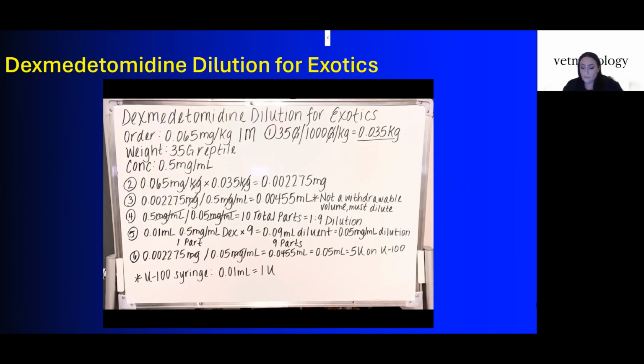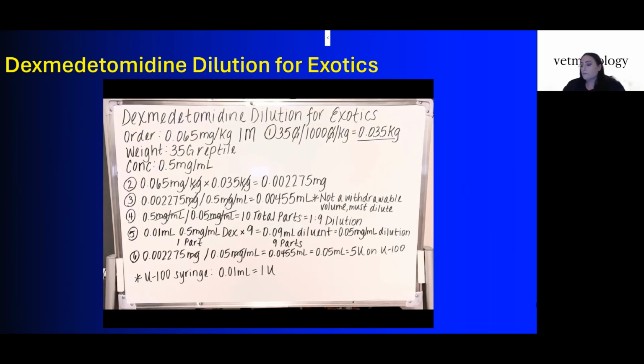Next, we need to go ahead and take our dosage, 0.065 mg per kg times 0.035 kilograms, cancel out kilograms, and get 0.002275 milligrams. 0.002275 milligrams divided by the original concentration of 0.5 mg per mil gives us 0.00455 mils, which is not a withdrawable volume, so we must dilute.